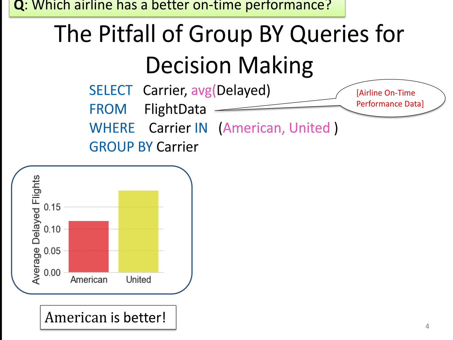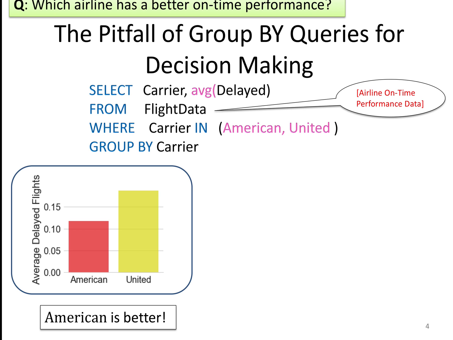To make the decision, the company's data analyst uses the publicly available flight data and poses the simple OLAP group-by query, which computes the average of delayed flights grouped by each of the airlines. As you see, the results suggest that American Airlines performed significantly better in these four airports.